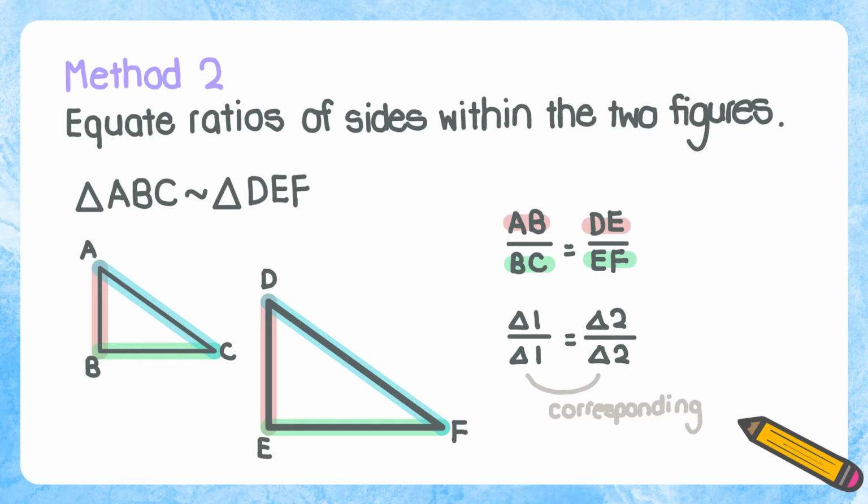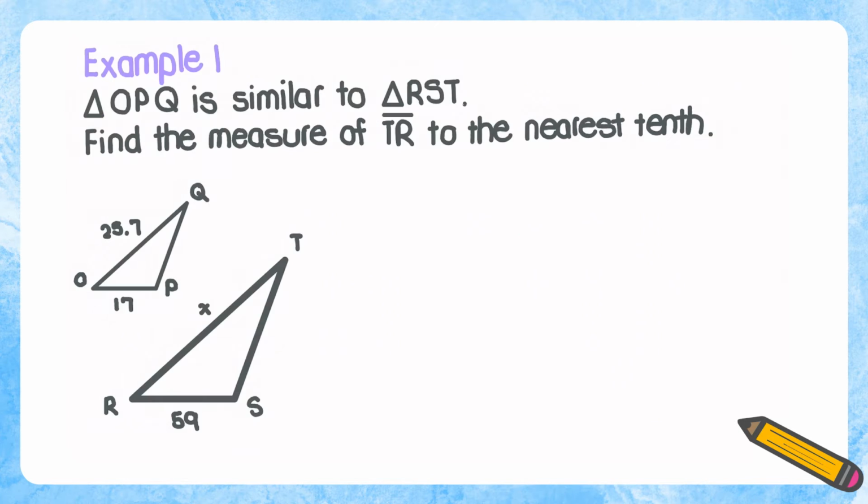So triangle 1 stuff on the left side, triangle 2 stuff on the right side. Like I mentioned earlier, regardless of which method you use, you'll end up with the same answer. So go ahead and try both methods for these upcoming examples and then eventually choose the one you feel more comfortable with. So for our first example, we're given the following. Triangle OPQ is similar to triangle RST. We're going to find the measure of side TR to the nearest tenth.